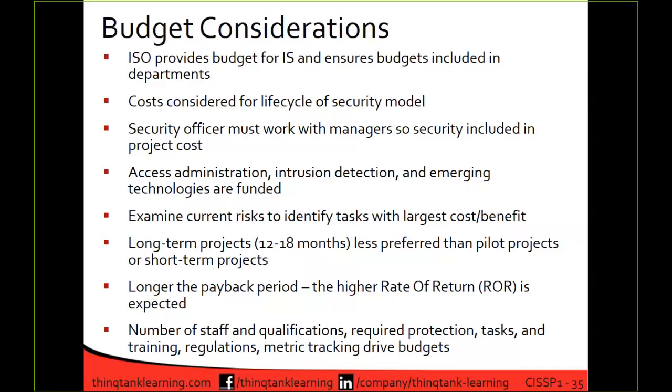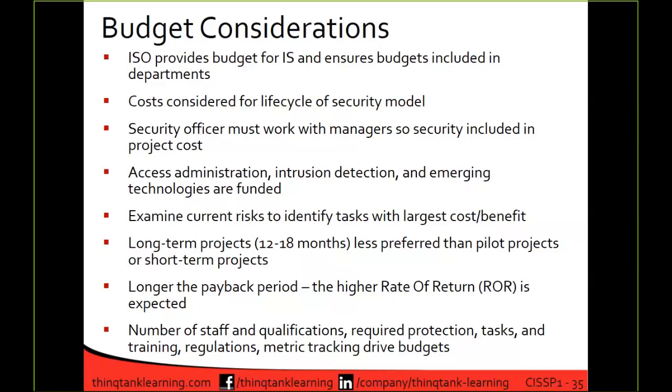Examine the current risks to identify the tasks with the largest cost benefit. It's important. We go into our risk assessment section after lunch. We're going to talk all about that. Examine the current risks to identify tasks with the largest cost benefit. What does that mean? So I want to spend $50,000 to do this. Okay, well, what's the benefit? The benefit is that this risk, which could affect us a great deal if it was realized, would cost us $200,000, right?